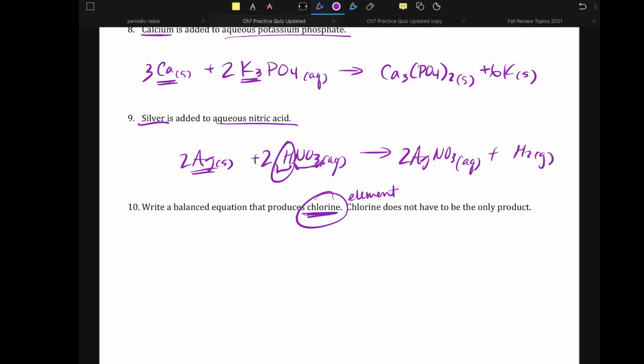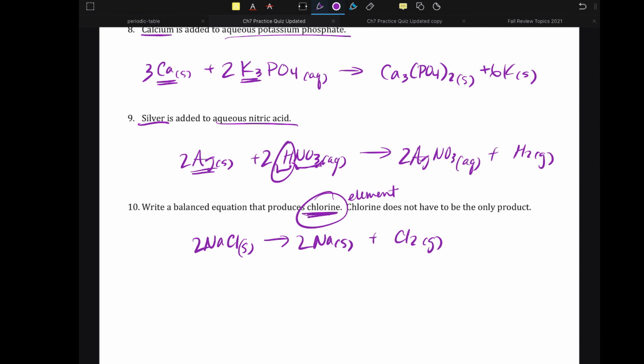And the simplest thing would be the binary compound decomposes, right? So I just have to come up with a reasonable formula that has chlorine in it, sodium chloride, and then I would decompose it into sodium and some chlorine, and then I would call it a day. That would be the easiest thing to do, right?